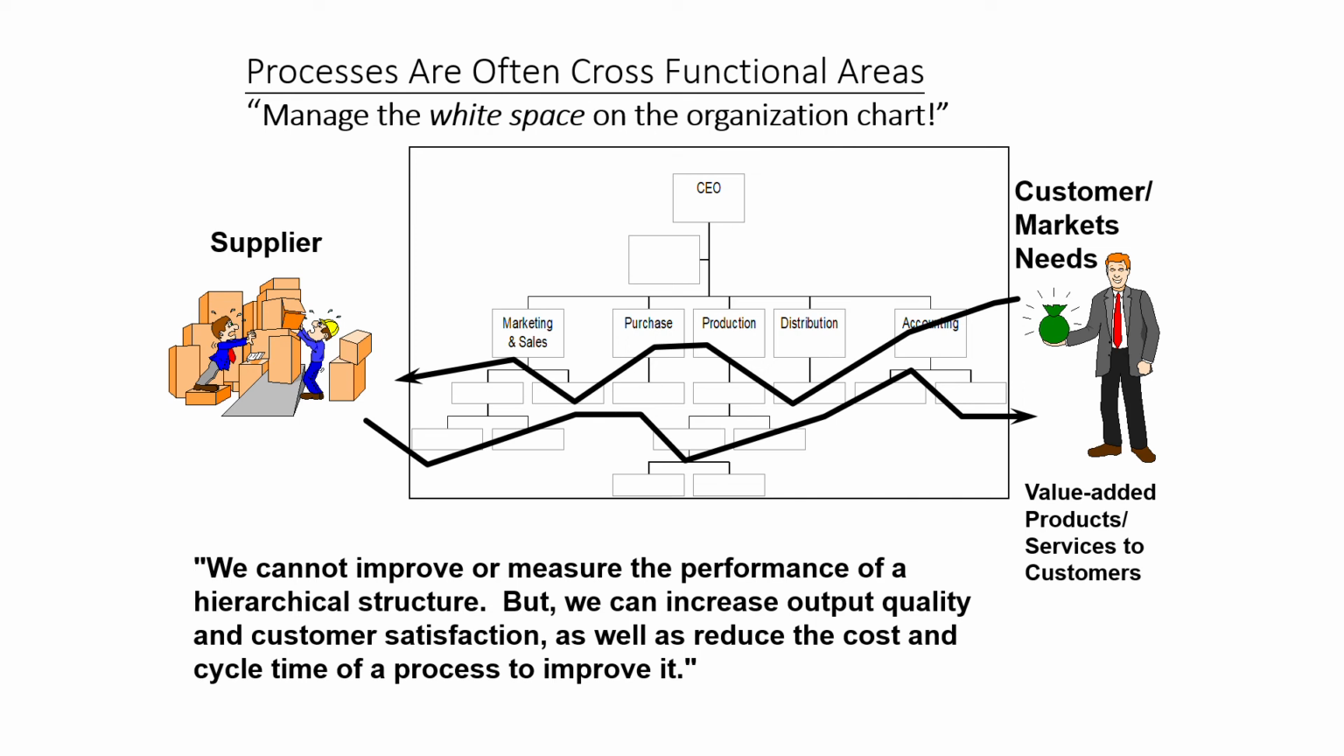If we take an example of the organization chart, at the very first stage there is a CEO. Further, there are marketing, sales, purchase, production, distribution and accounting departments, and then they may have some other levels of hierarchy also. So this organization chart is also a kind of process for communication. We cannot improve or measure the performance of the hierarchical structure, but we can increase output quality and customer satisfaction, as well as reduce the cost and cycle time of the process to improve it.